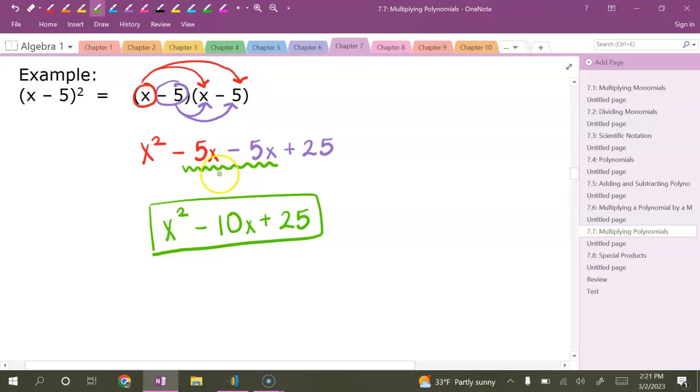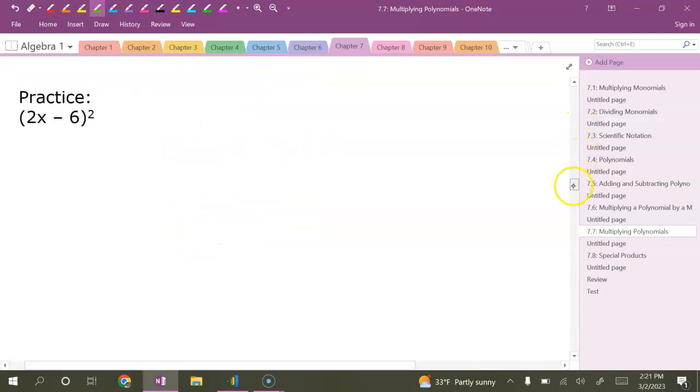So if you see kind of those connections, that'll especially be helpful as we get into the next chapter and we start talking about factoring. But that's just something that you might start to notice when you see some of these more special cases. Go ahead and take a minute and do this problem.